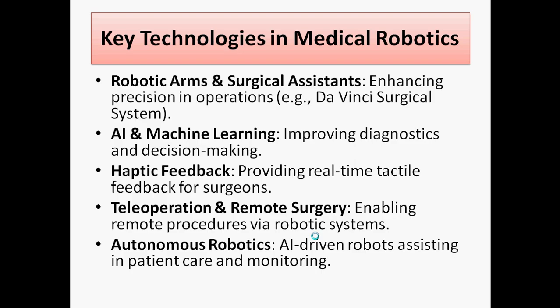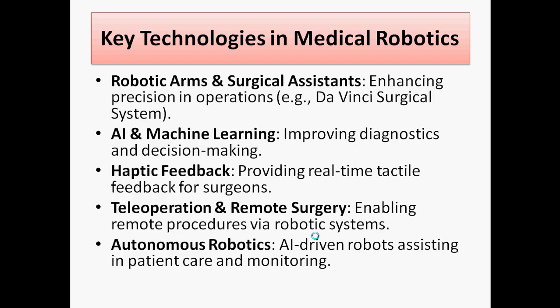The next is AI and machine learning. Nowadays we are implementing AI and machine learning to improve diagnostics and decision making. The next is haptic feedback. So the surgeon can get real-time tactile feedback by using different tactile sensors, and then we get an idea about what type of disease there is or what type of causes there are. So we can find both by haptic feedback.